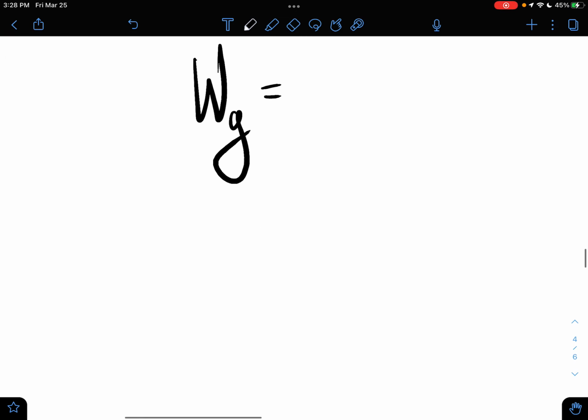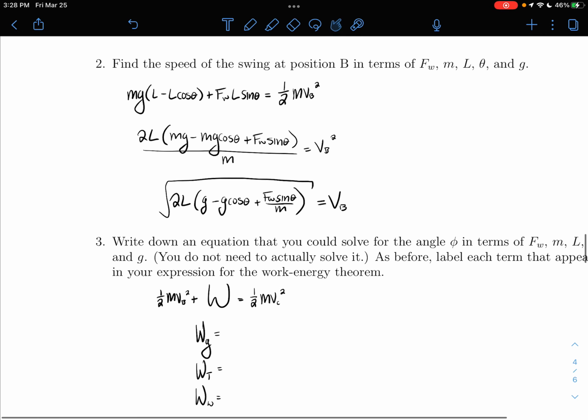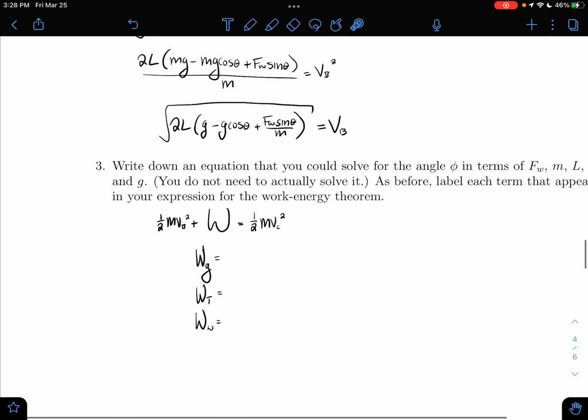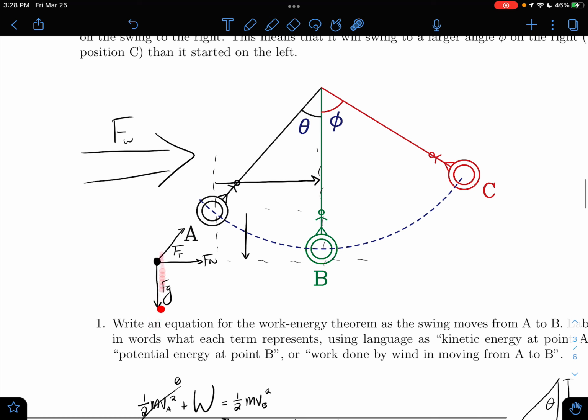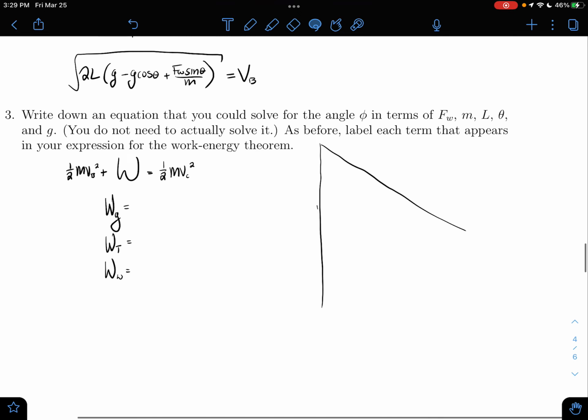So let's look at those work terms: gravity, tension, and wind. Our work done by gravity, right? Gravity's still pulling down, but now we have to think about our y displacement because we need another value for that. I'm going to pull my geometry down here to look at it a little easier.